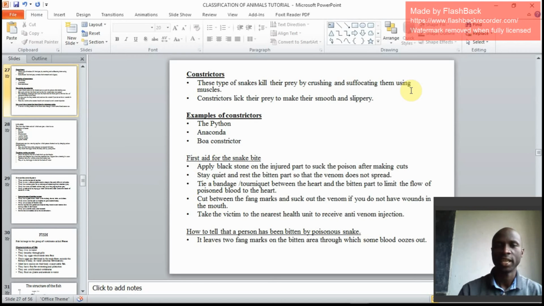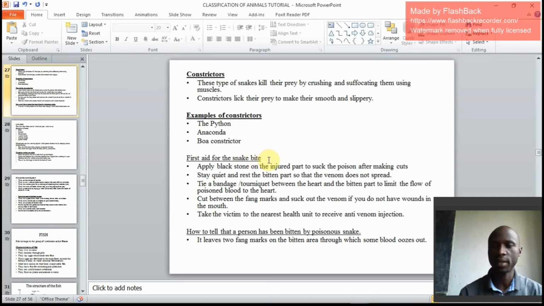That's a snake. It just opens its mouth, then a prey enters. After it has entered, it crushes and makes it suffocate up to death. Constrictors lick their prey to make them smooth and slippery, using their tongue such that they are easily swallowed. Examples, we have python, anaconda, and boa constrictor. Then first aid for snake bites.